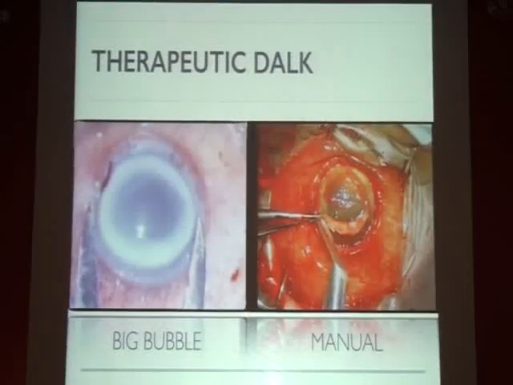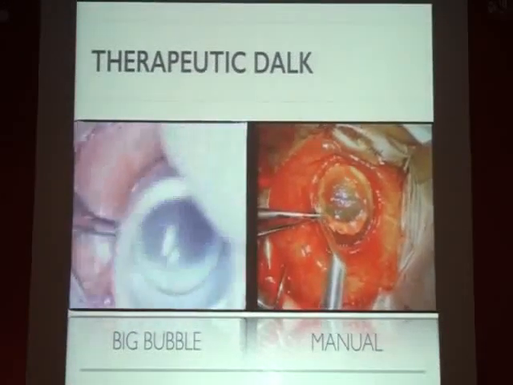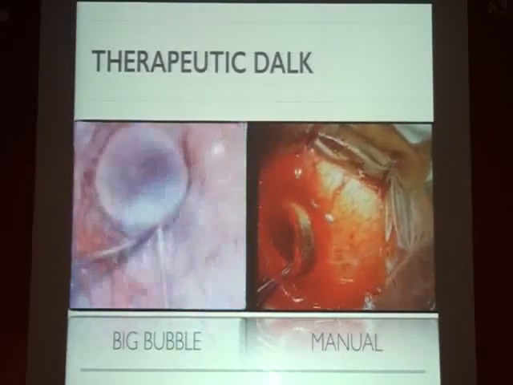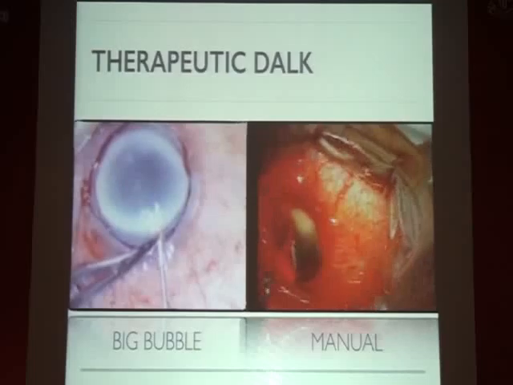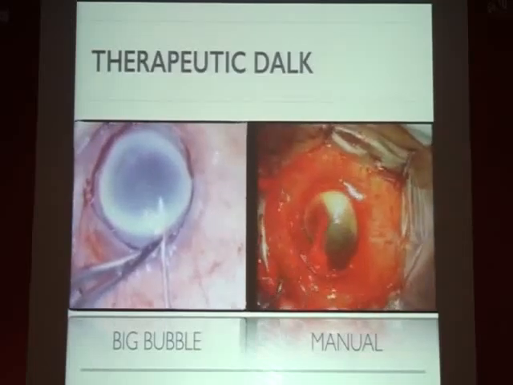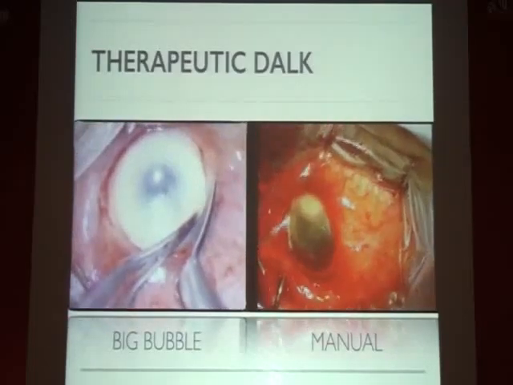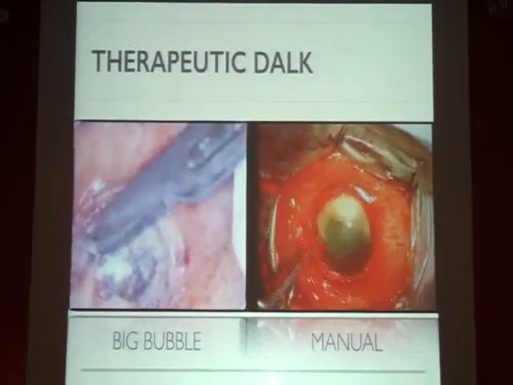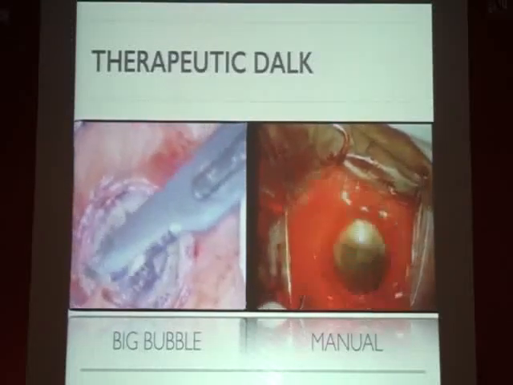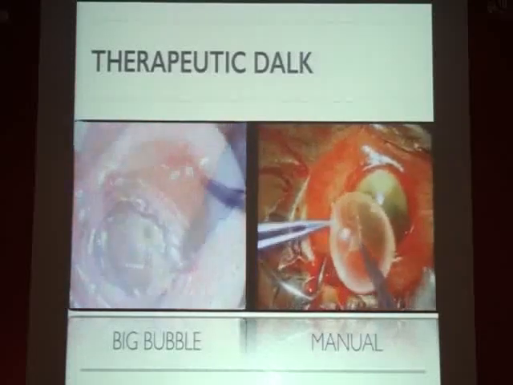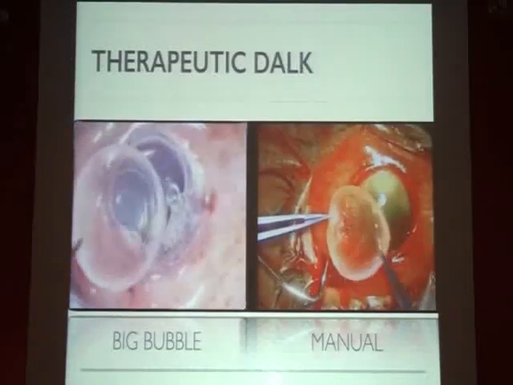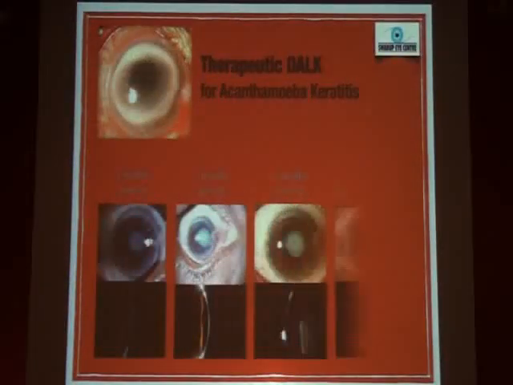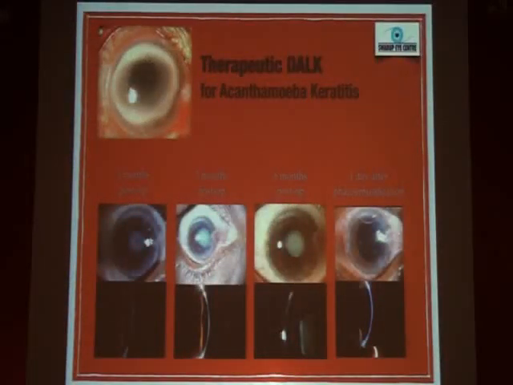I've also done this technique for, so that's, ignore the video on the left, that's just a big bubble. So for acanthamoeba keratitis, we've done quite a few DALKs. And you see how nicely it comes up. Again, infectious keratitis, for some reason, maybe because the stroma is edematous, it peels off very nicely. You just need to go close to the plane and just hold it, and you can just rip the whole thing off, even in areas where you have not dissected.